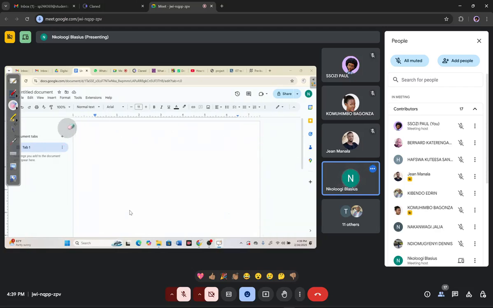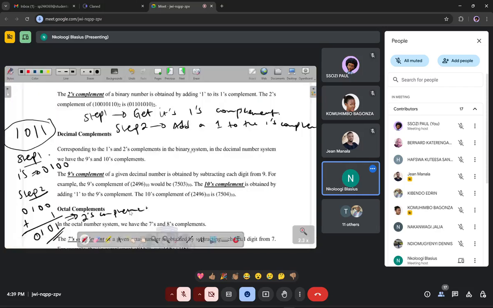Where is this one? Can we do this number here? So I want to get a two's complement of this number 1001 0110. So I want to get its two's complement.